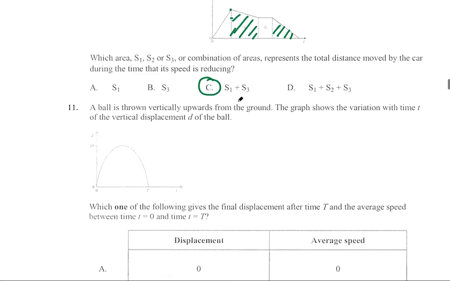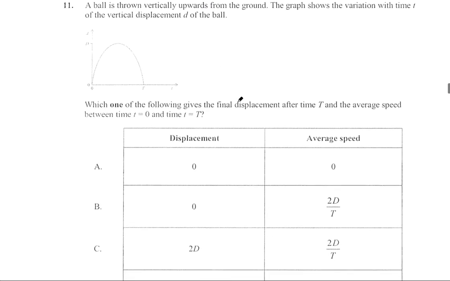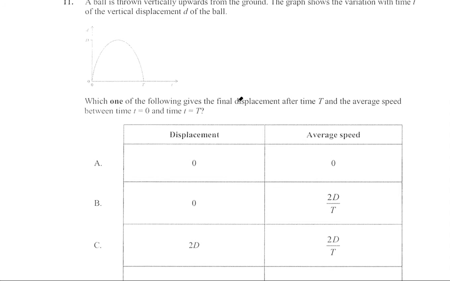All right, number 11. That's right, there's no number 10. A ball is thrown vertically upwards from the ground. The graph shows the variation of time with the vertical displacement. Which of the following gives the final displacement after a time of t, and the average speed between the time t0 and t equals t?